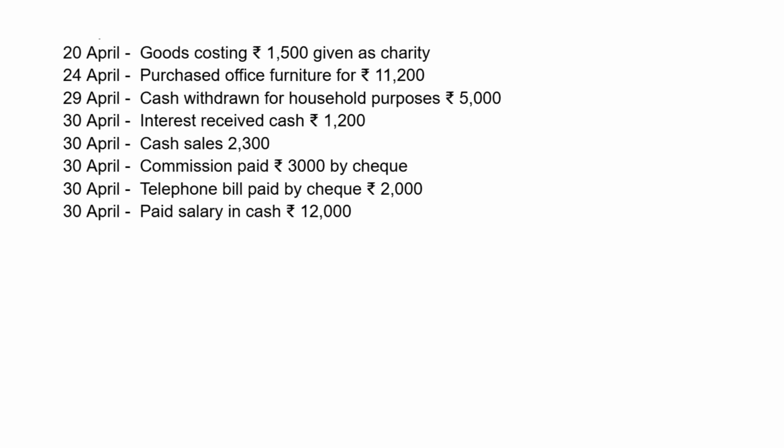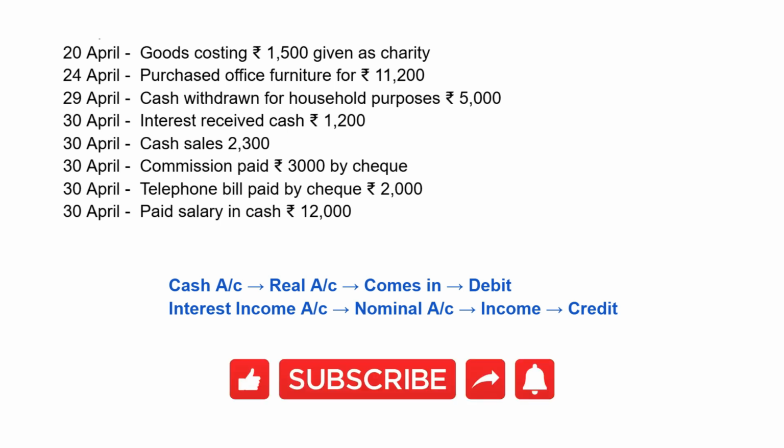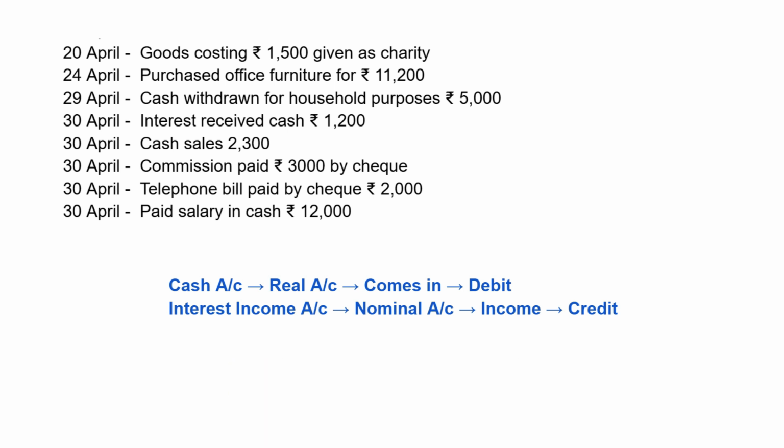Here the two accounts affected are cash account and interest account. Cash account is real account and cash comes in the business because it is income. So cash comes in the business, so it is debit. And interest account is nominal account and interest we have received, so it is income, so it is credit.